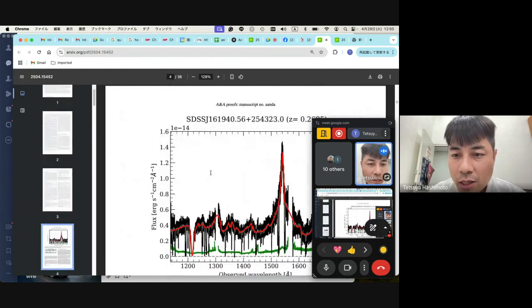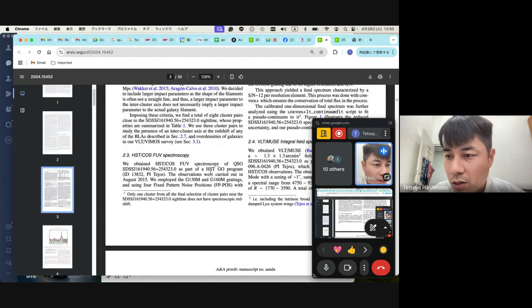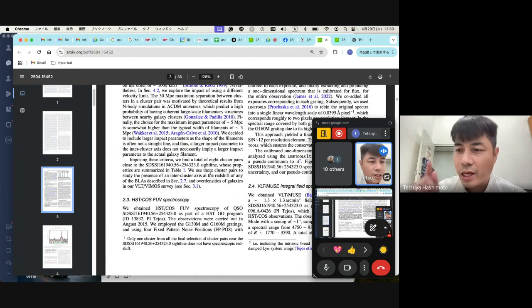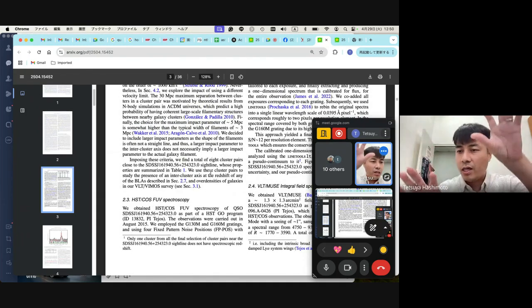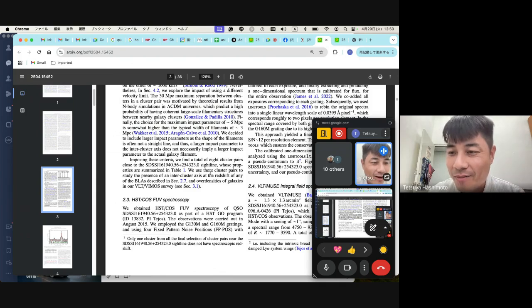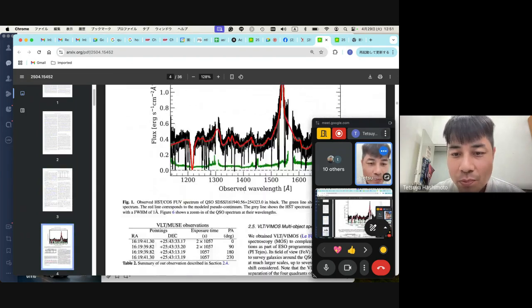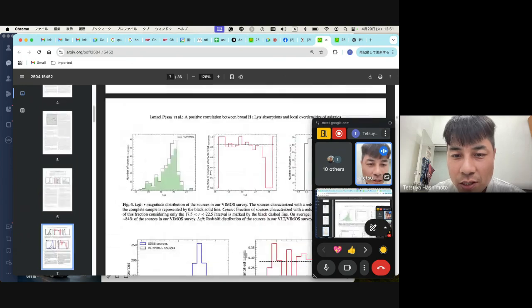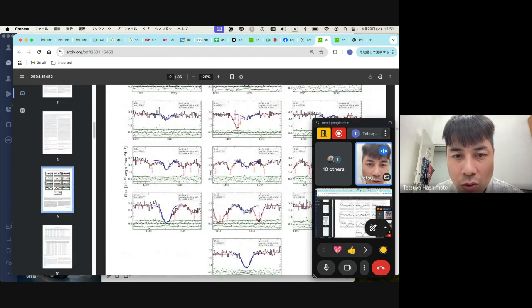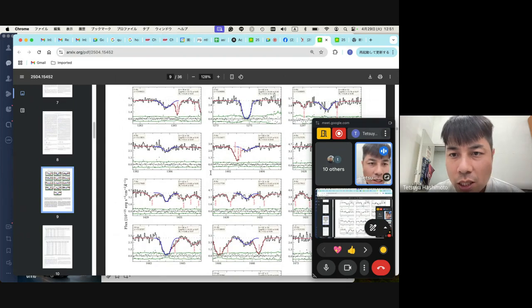And then they selected one quasar which is along the line of sight to many galaxy clusters. They selected this quasar because this line of sight is intersecting multiple galaxy structures, I think galaxy clusters. And then if I jump to the spectrum, this is just an example.